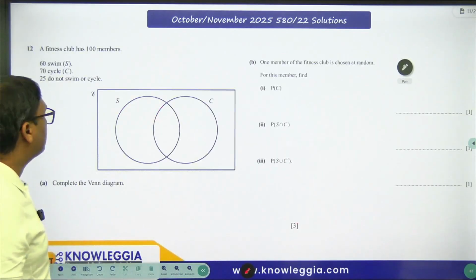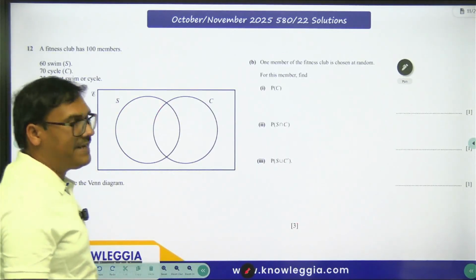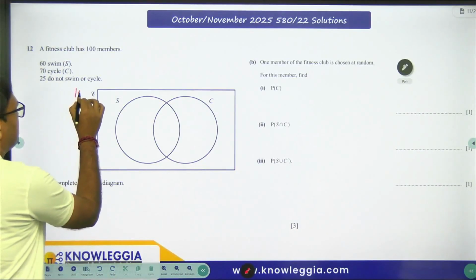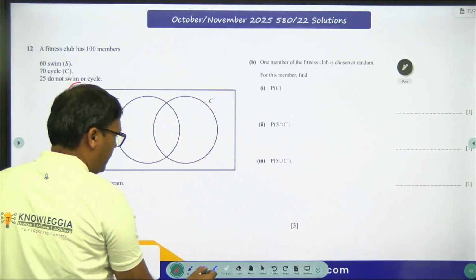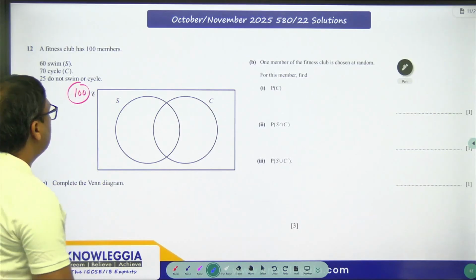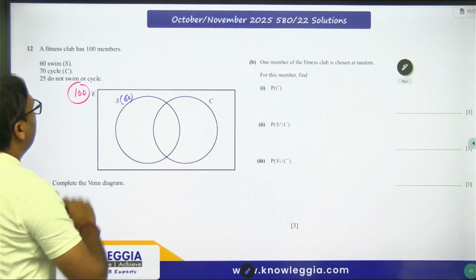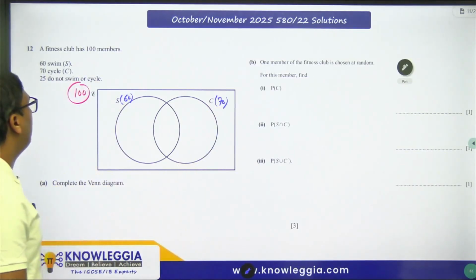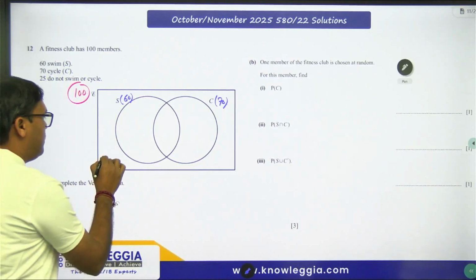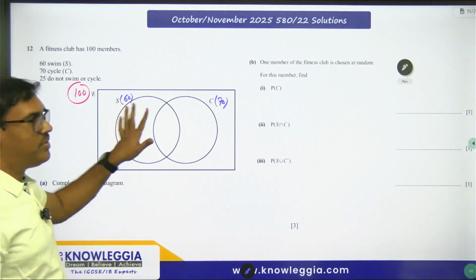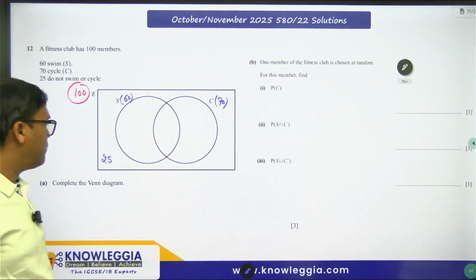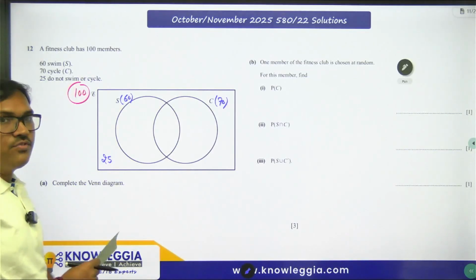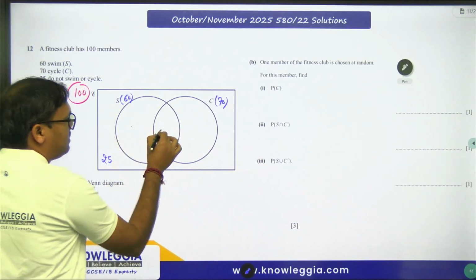Okay. Now next question. Now the question on Venn diagrams. So here you see the fitness club has 100 members, that is universal set is 100. Okay. Now 60 members swim, 70 members cycle, and 25 do not swim or cycle. This is 25. They are neither swimming nor cycling. Okay. Complete the Venn diagram. So now in the Venn diagram, we have to find what is this, this, and this.